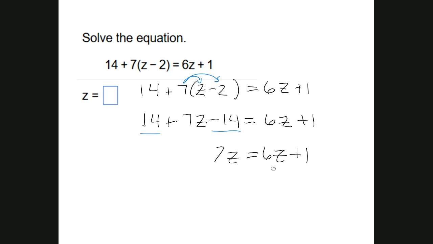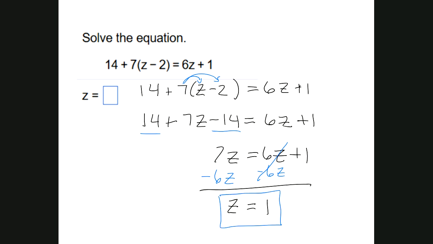Take this 6z and bring it to the opposite side. To bring it to the opposite side, we must subtract it. And when we subtract, 7z minus 6z leaves us z equals 1. And this again, z equals 1 is our solution. And you can check this by substituting the number 1 in for z into the original equation.